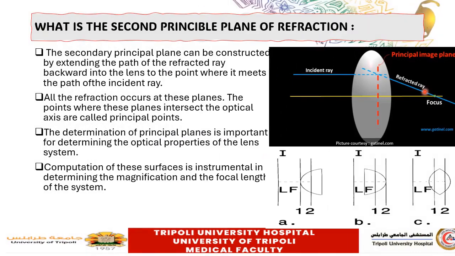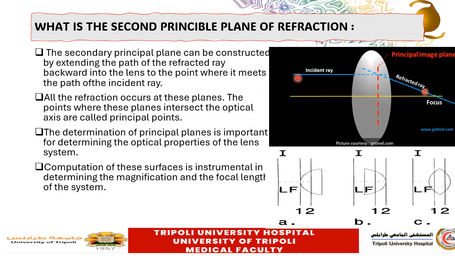In the Barrett 2 formula, new terms are used: the secondary principal plane and the lens factor. Now, what's the secondary principal plane? The secondary principal plane is constructed by extending the rays, the path of the rays that are refracted, when we track them back into the lens to the point where they meet the original path. So this is the principal plane.